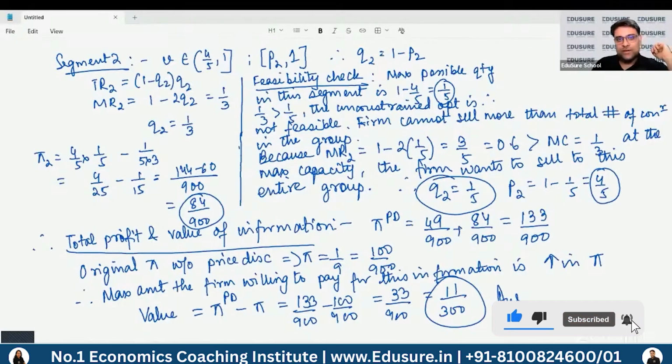Is this clear? If it is clear, please type C in the chat box. This is the third part fully done. Segment 1 we did, and now again we are doing segment 2. I have done the questions very slowly, given you all the working, and I have given you an indication of how to write your answers. Okay?